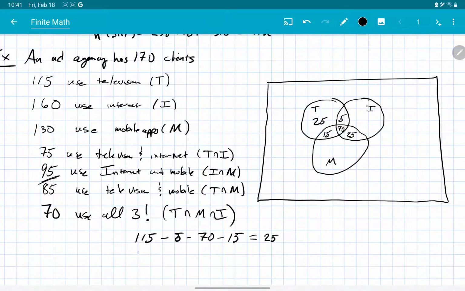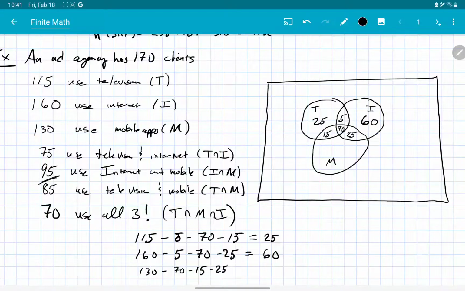Okay, how about just internet? That's going to be 160 minus 5 minus 70 minus 25. Well, that's convenient. That's 100, so that leaves 60. So 60 goes here. Mobile only is going to be 130 minus 70 minus 15 minus 25. Let's see. So that's 40. That's 20 left over, I think. Did I do my arithmetic correctly? All right. My 5 hours of sleep didn't really hurt me.